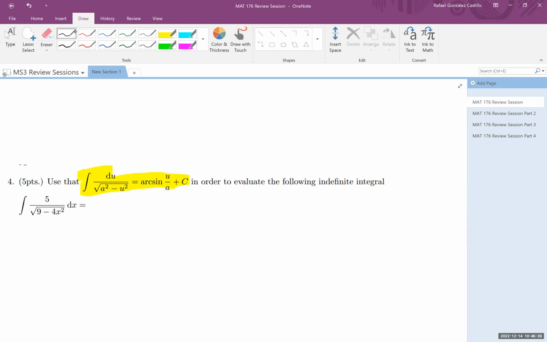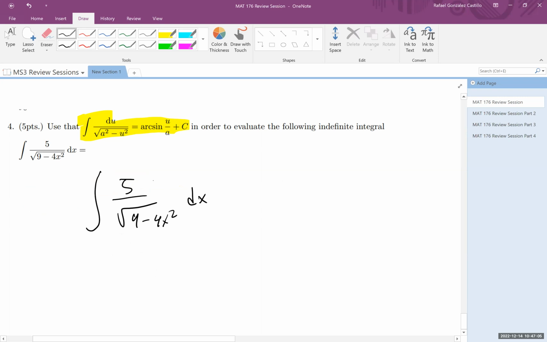So you're using the fact that du over the square root of a squared minus u squared is equal to arcsine of u over a plus c in order to evaluate that integral. This is an indefinite integral. You're given 5 over radical 9 minus 4x squared dx. One of the first things that you should do is definitely pull out that 5. Okay, let's get the 5 out of there. So you get 5 times the integral of 1 over radical 9 minus 4x squared dx.